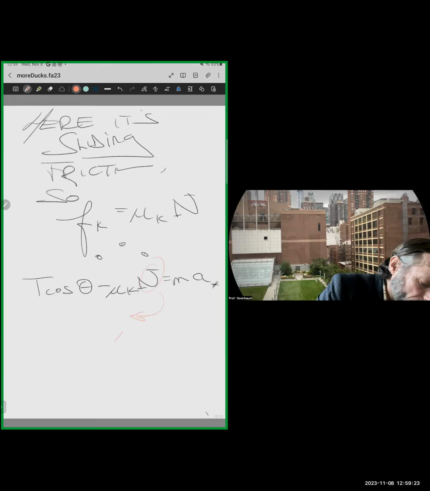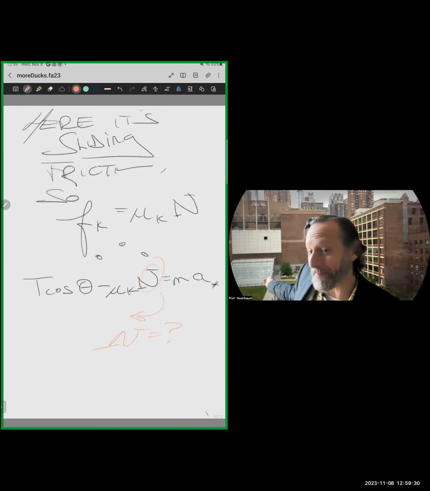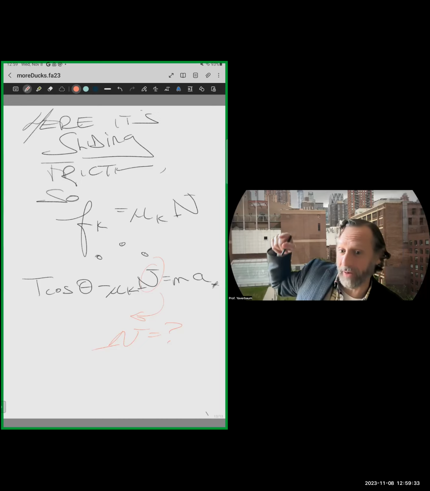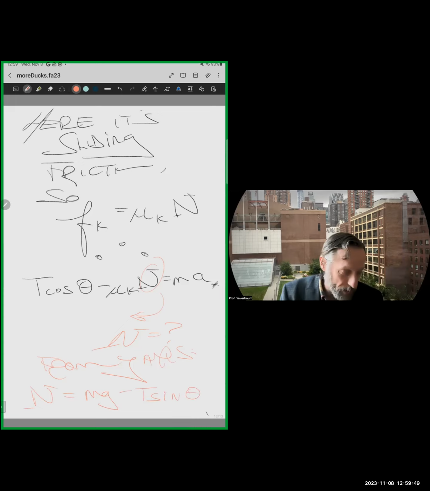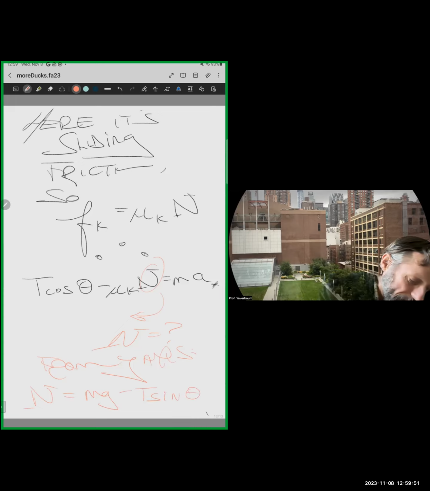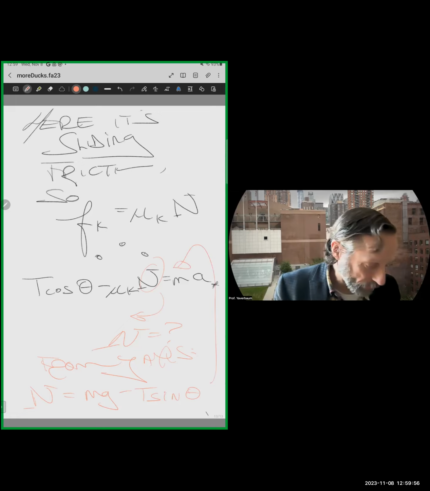Now, what's the normal? Well, that's why we went to the y-axis, because both axes are happening independently but simultaneously. Whatever we learned about the normal force from one axis applies to the other axis, right? So from the y-axis, we said that the normal force equals mg minus T sine theta, right? So we substitute in. That's why we did all this.